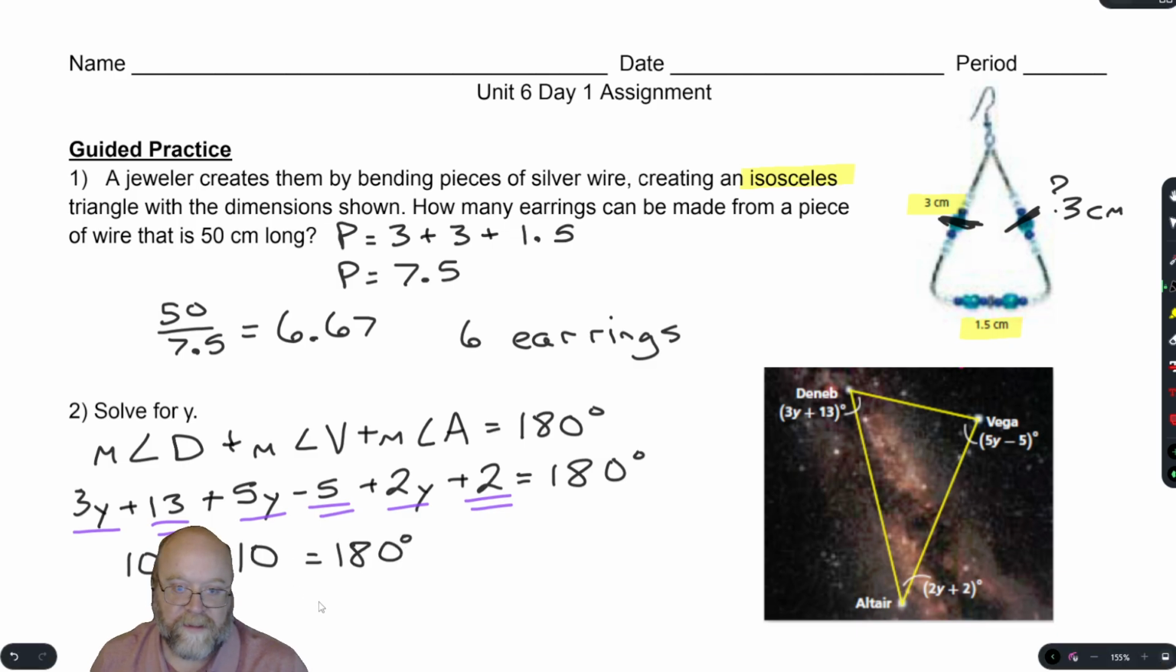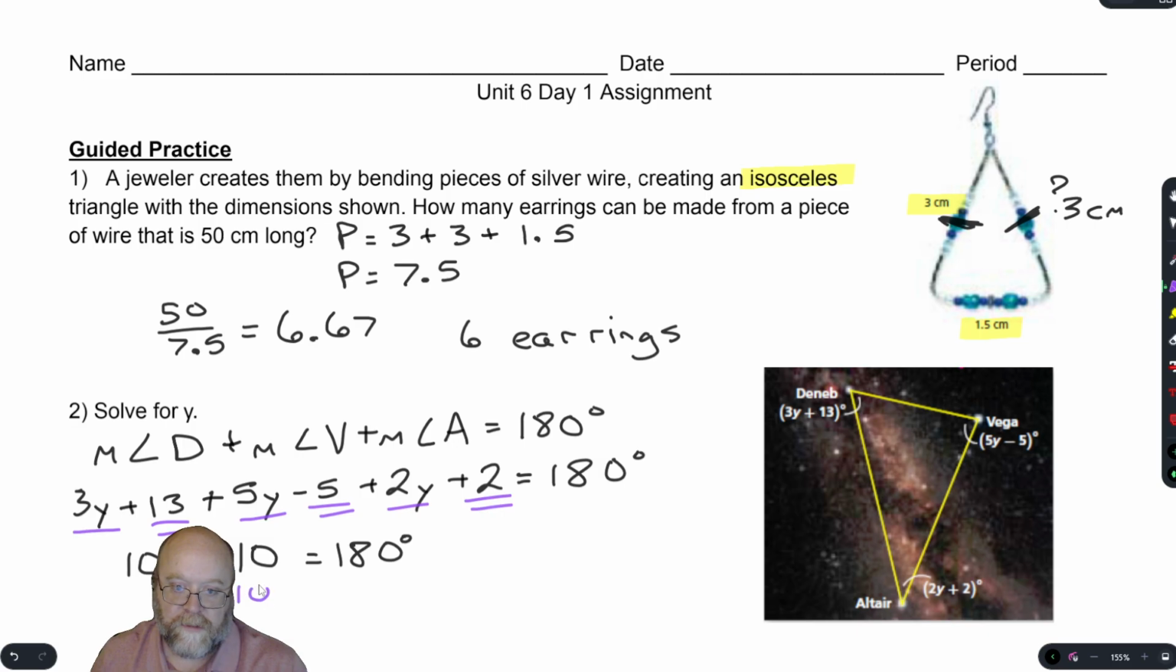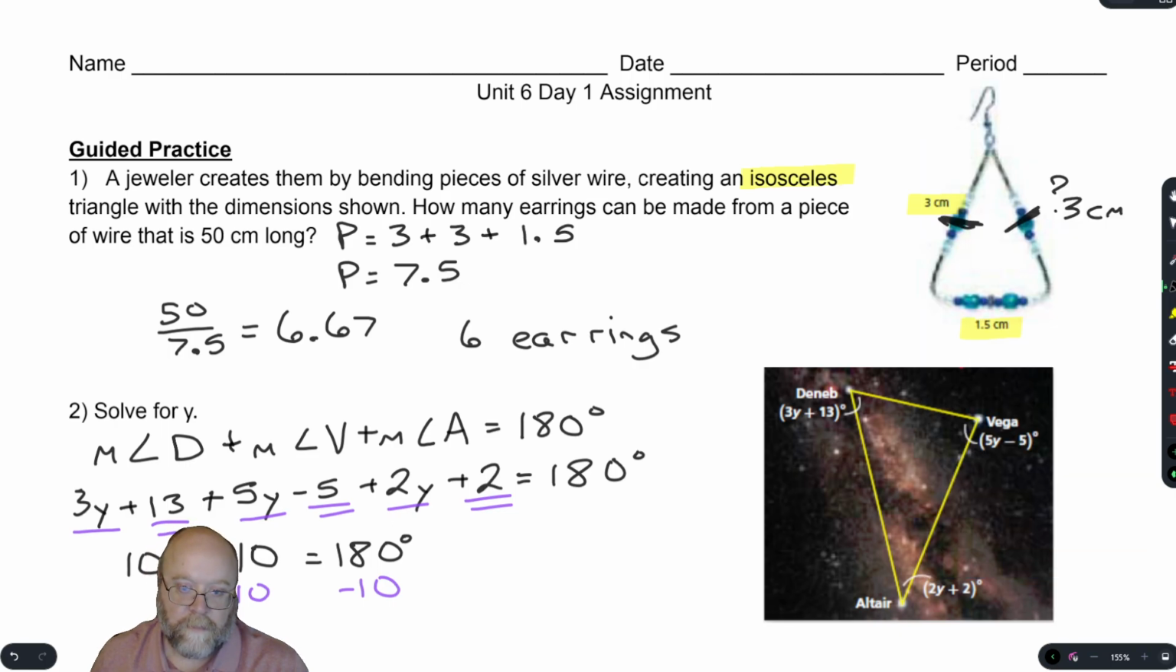Oh, all of a sudden it doesn't look so hard, does it? You guys were freaking out. Chill out. Holy smokes. Subtract 10 from both sides. Did you already finish this? Uh-oh. Why did I subtract 10? Just to get rid of this 10. That's why I subtracted 10. You fool. It's going to be 170.